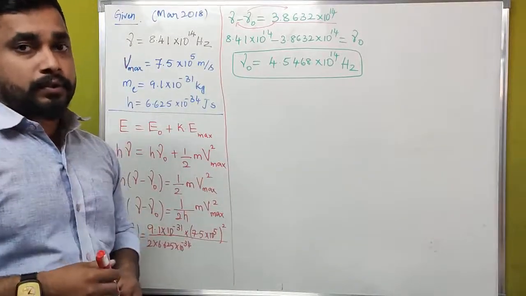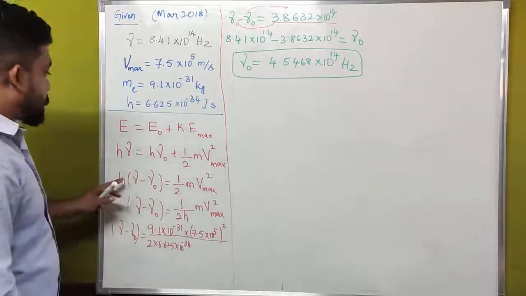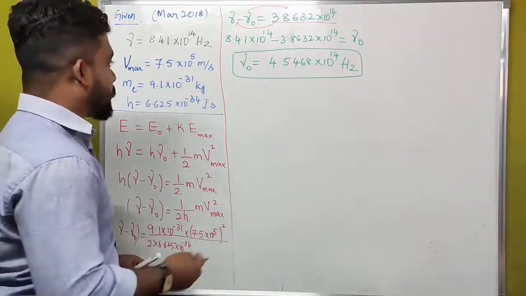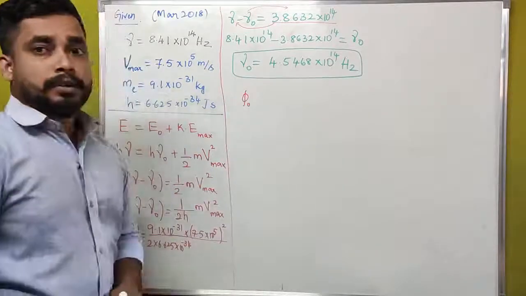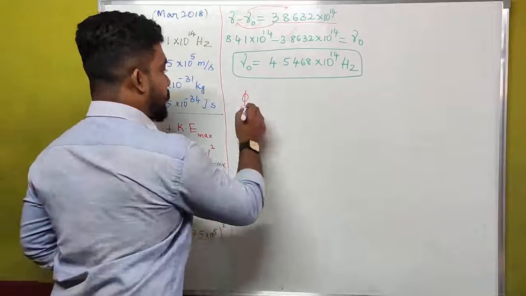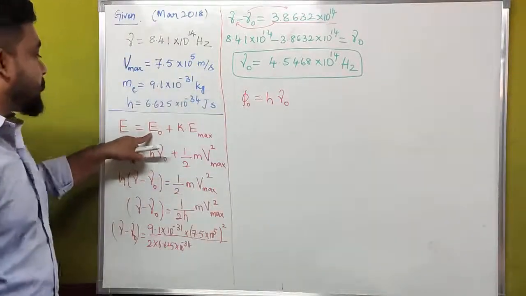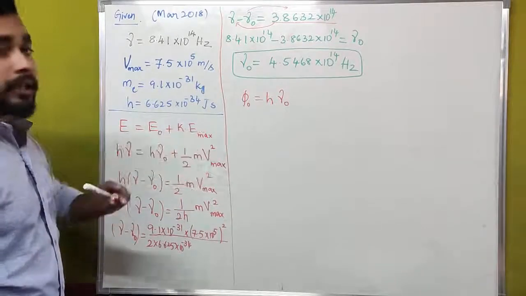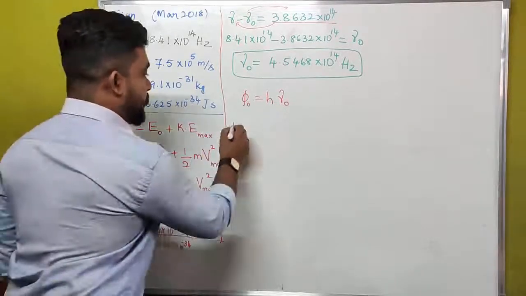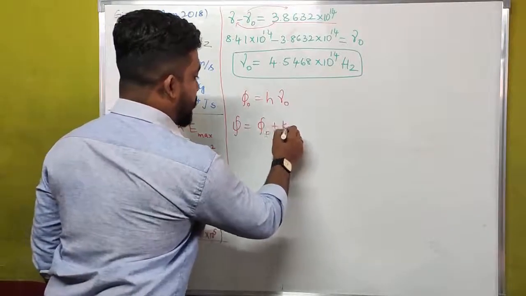Now we have got the value of the threshold frequency here, and we have to calculate the work function. What is the work function here? Work function is phi naught. Phi naught means h into nu naught. We may consider this E is equal to E naught plus kinetic energy as phi is equal to phi naught plus kinetic energy maximum.